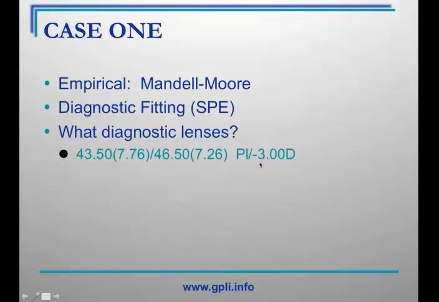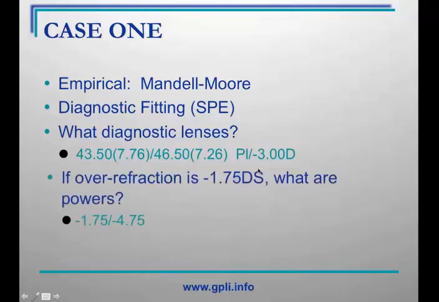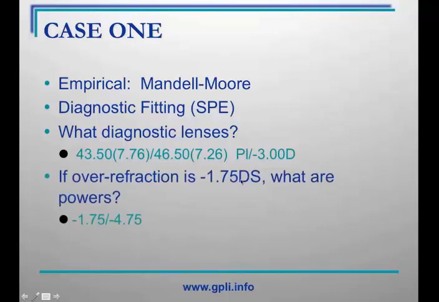Let's say the overrefraction is -1.75, and you should achieve a spherical overrefraction with this patient. All you have to do is add the overrefraction to the diagnostic lens powers. So you'll add 1.75 to plano, that gives you 1.75. You'll add 1.75 to -3, that gives you 4.75. It's as simple as that.